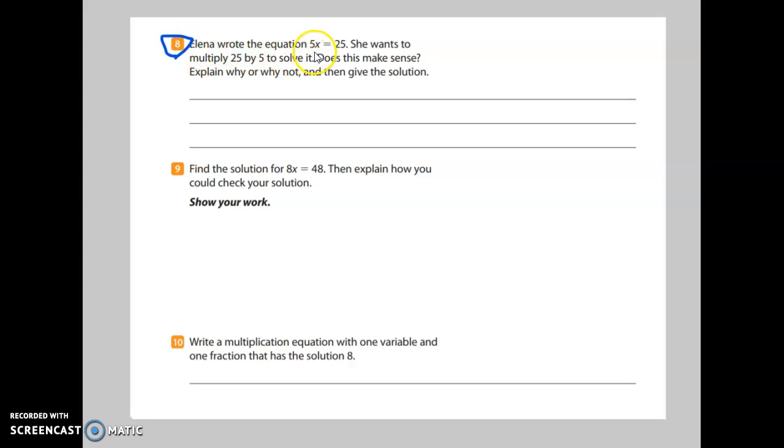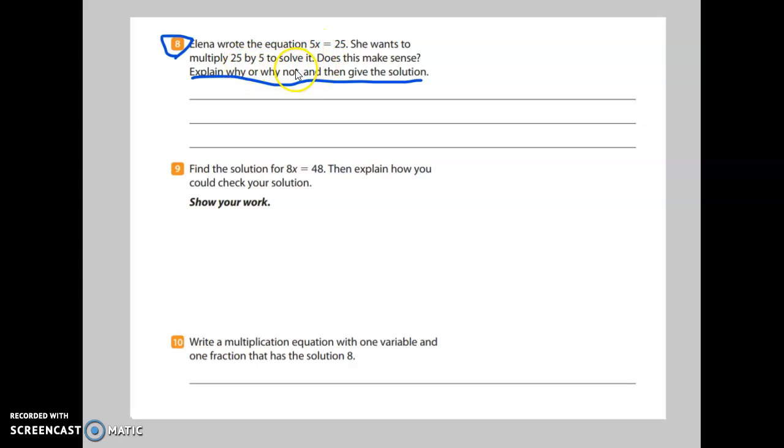Elena wrote the equation 5x equals 25. She wants to multiply 25 by 5 to solve it. Does this make sense? Explain why or why not, and then give the solution. So we have to do two things here. We have to explain why or why not, and also give the solution. So we know that this is already a multiplication equation because 5 is attached to the x. So this is already 5 times x.